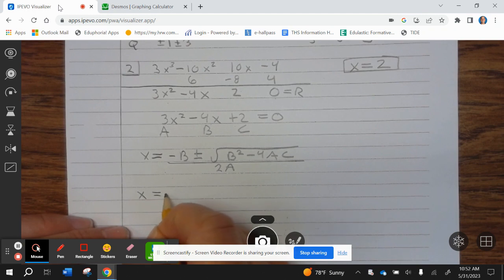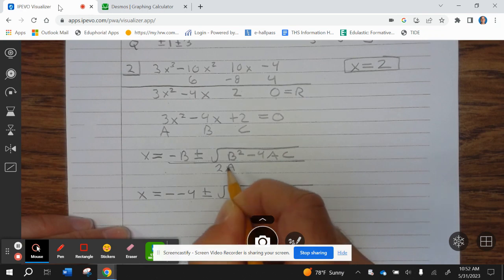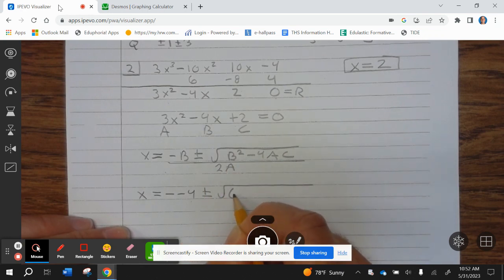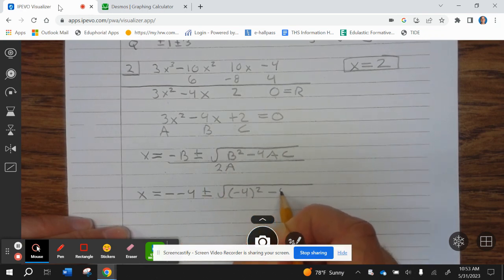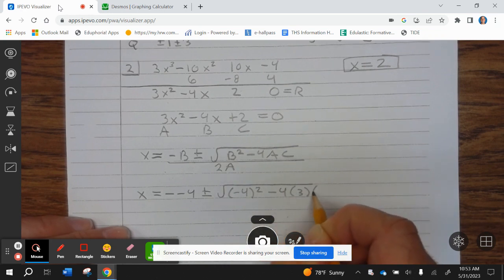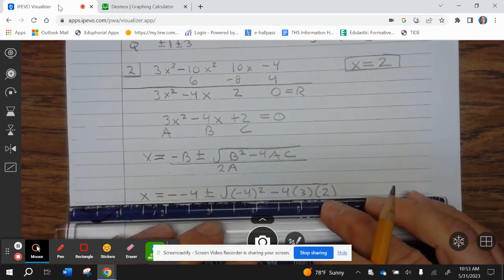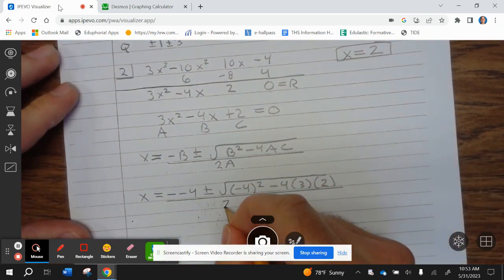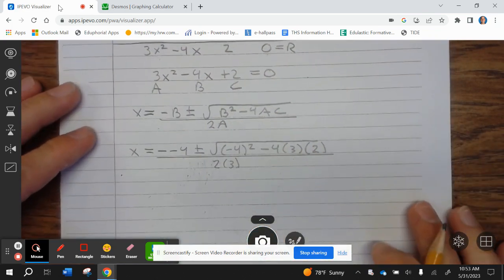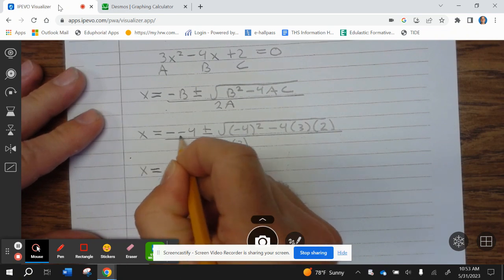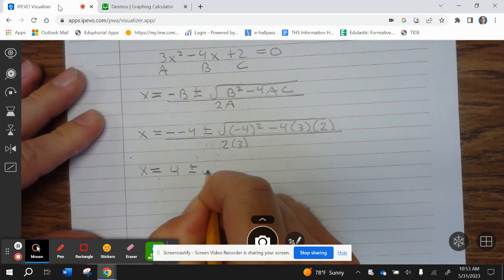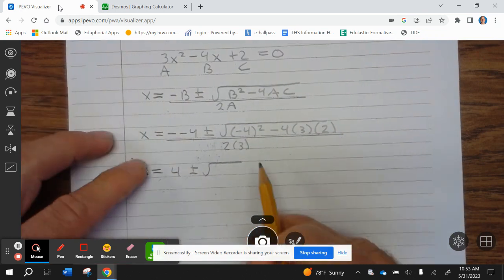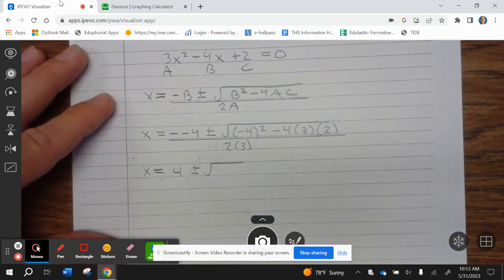So x equals negative, negative 4 plus or minus the square root of, whenever you square a number, it needs to be in parentheses, negative 4 squared minus 4 times a, which is 3, times c, which is 2, divided by 2 times 3. Okay, so x equals, a negative times negative is a positive, 4 plus or minus. We need to find out what's underneath the square root. So we're going to put this portion in our calculator.